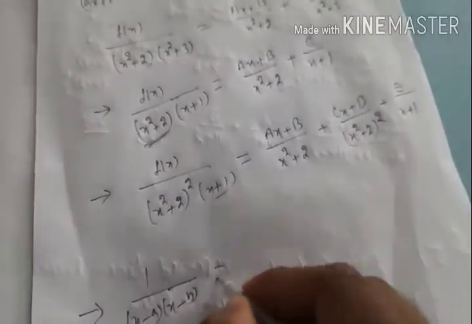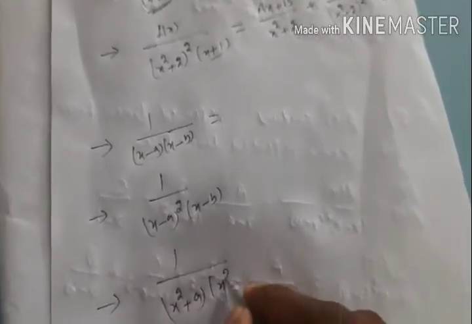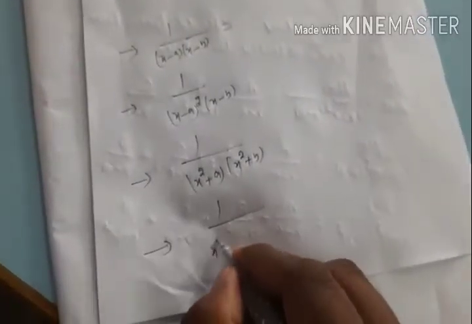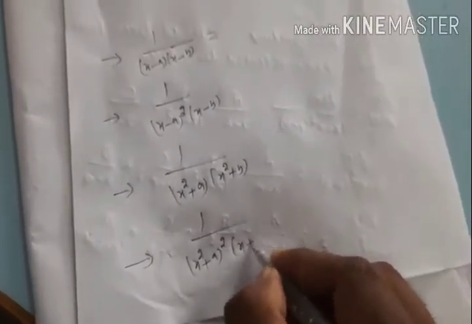We recall once again. G of x is only non-repeated linear factors, and the second one is g of x as repeated linear factors. Third one is quadratic factors. Quadratic factors mean x square plus a into x square plus b, and fourth one is 1 by x square plus a whole square into x plus d.